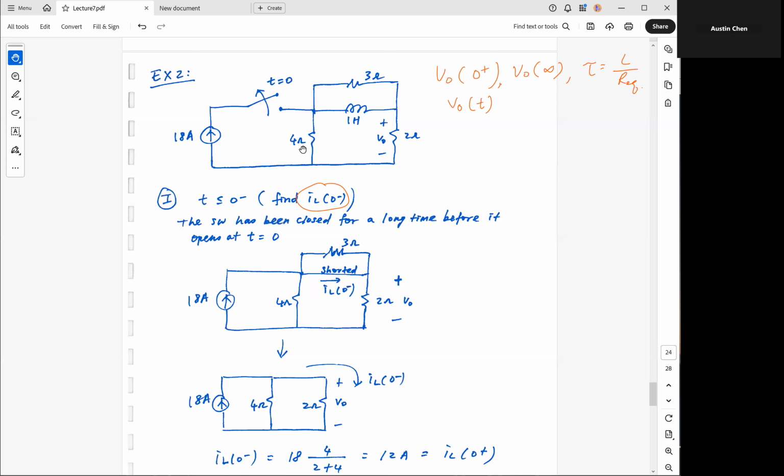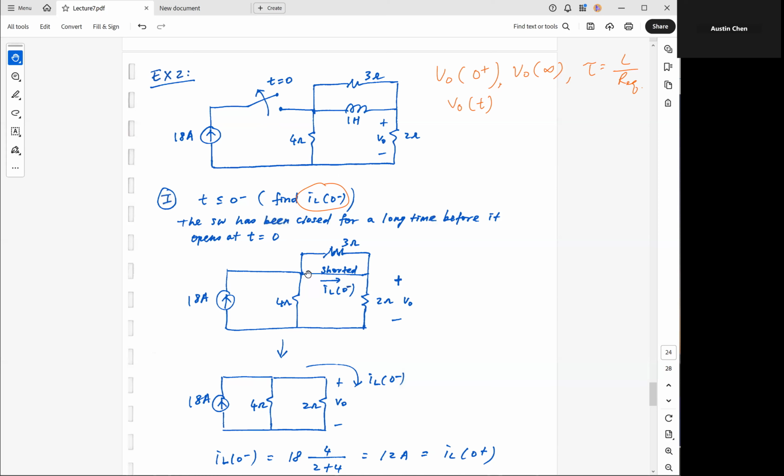So now let's look at this circuit again. We have this switch over here, and before the switching event, the switch is closed. After the switching event, this guy is lifted up. So before the switching event, when t is equal to 0 minus, I need to sketch my circuit diagram. The circuit before the switching event is closed, so this part here is closed. So I have 18 amp, 4 ohm, 3 ohm, 2 ohm here.